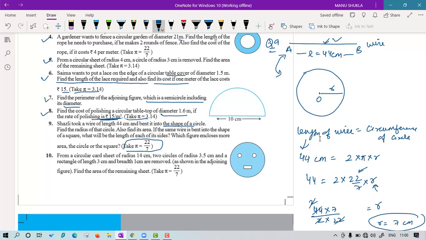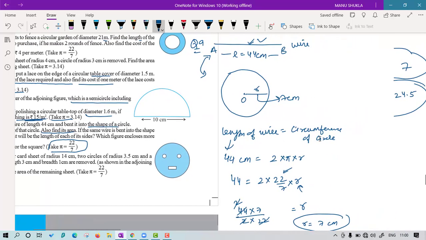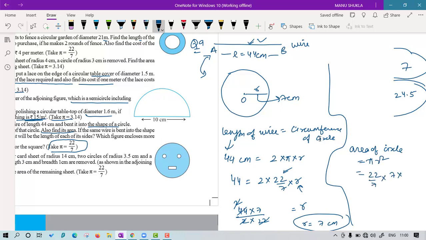Now let's read the question further. We have found the radius. Radius is 7 centimeter. Now they are saying also find its area. Second part is finding the area. Let's find the area also. So area of circle is given by what? Pi r square. Put the value 22 by 7 into 7 into 7. Again see 7 7 cancel. The area is 154 centimeter square.